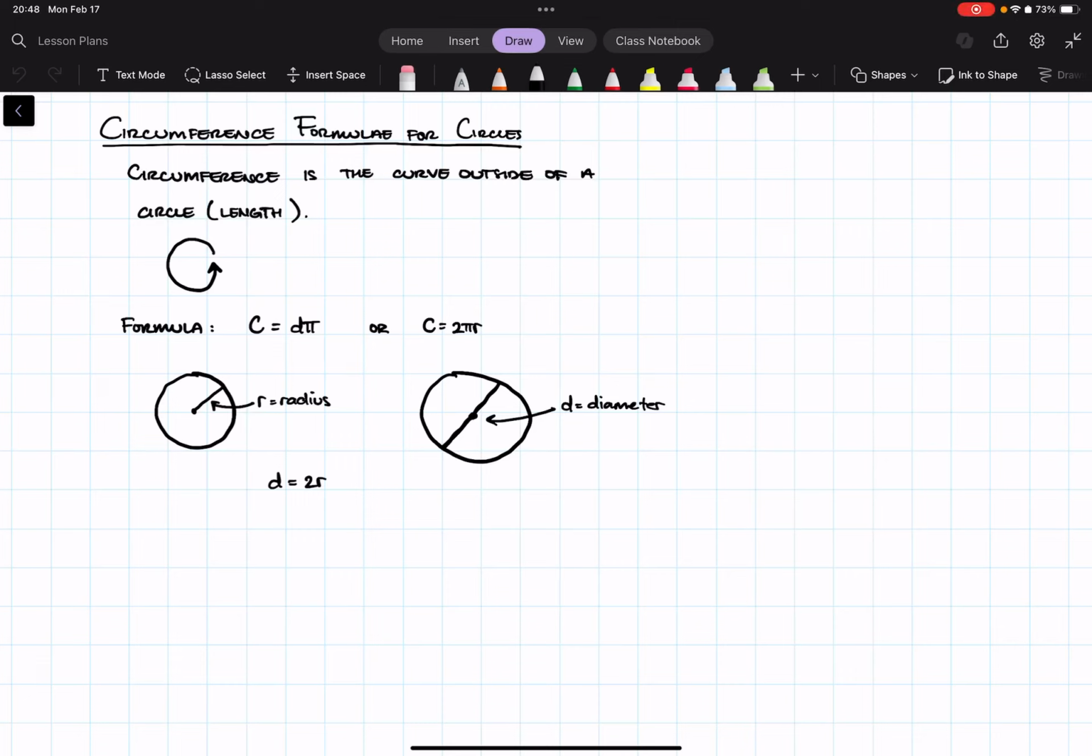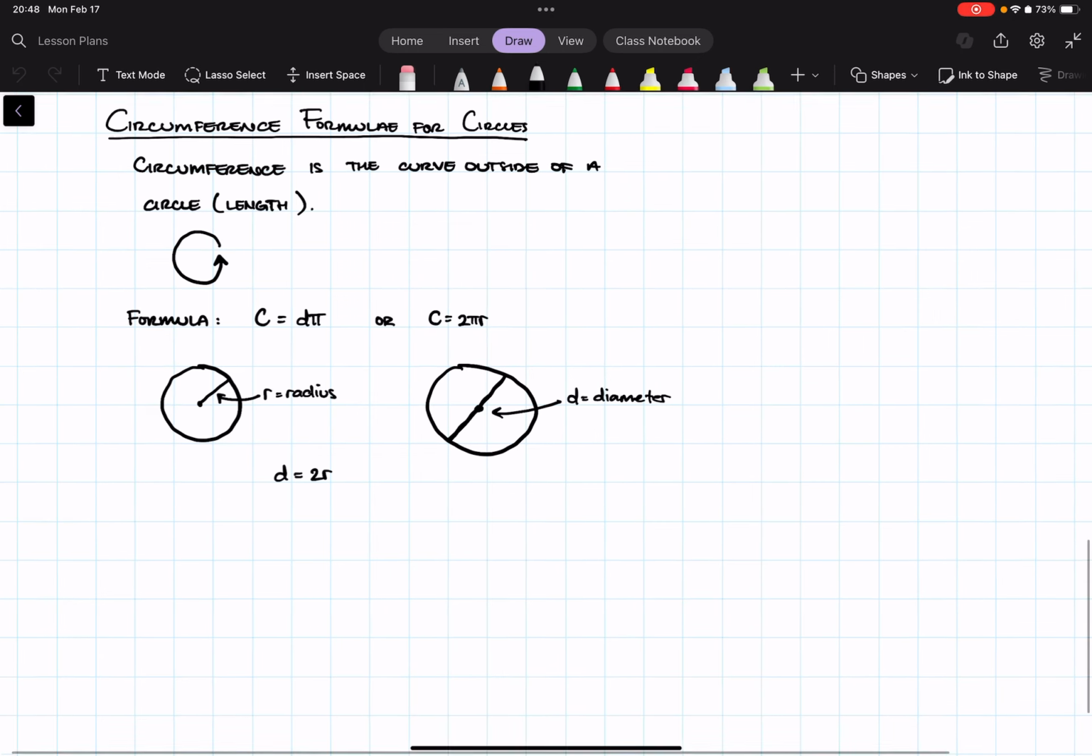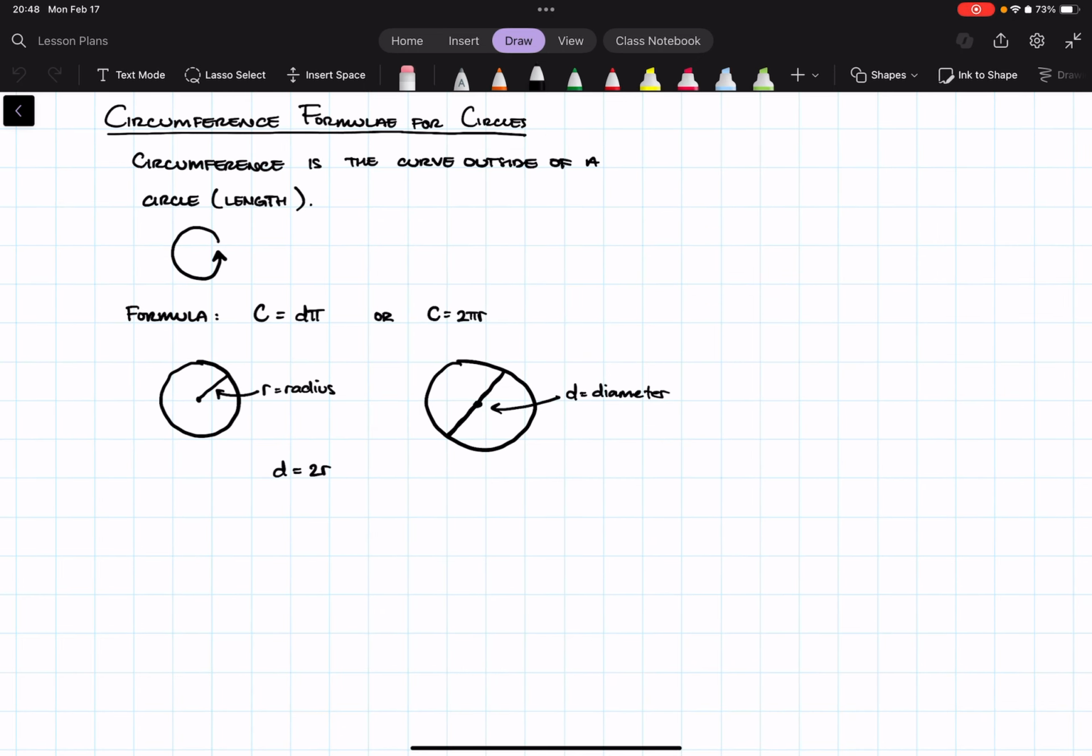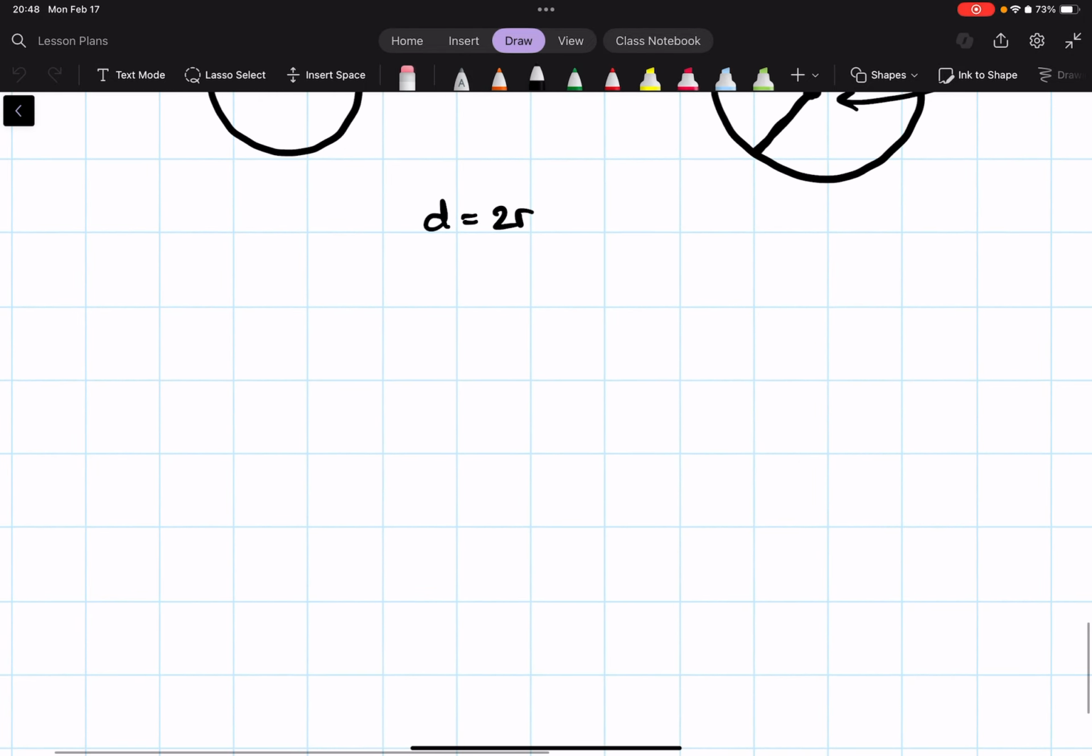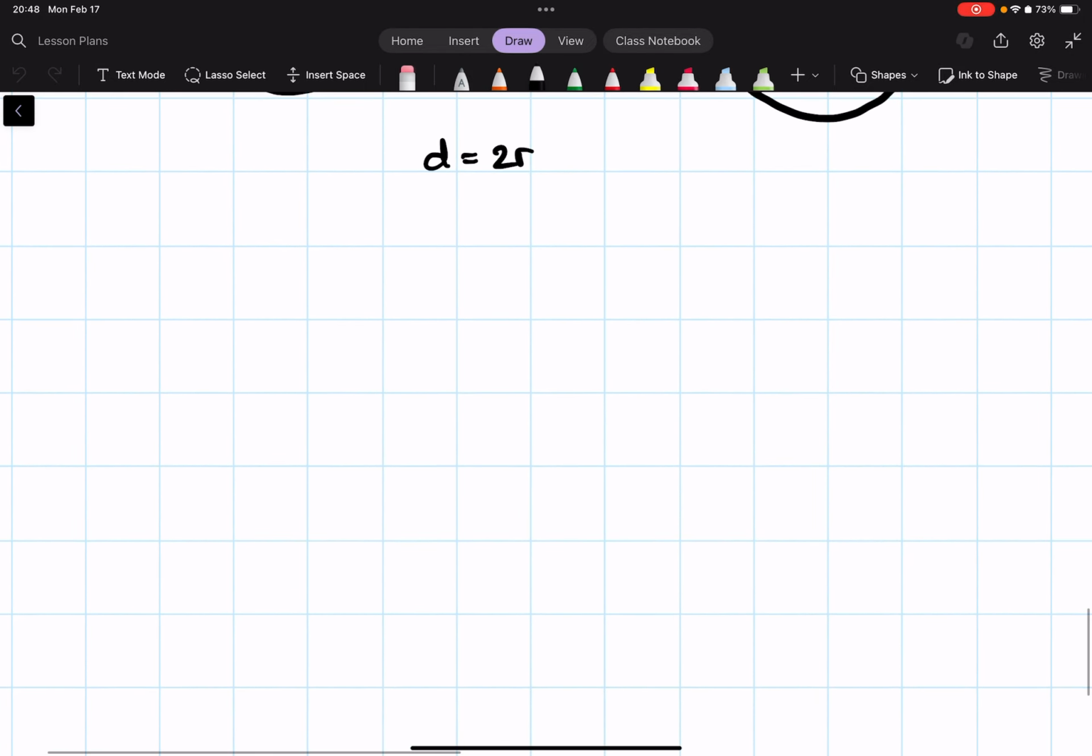So in the last video, we were able to see how the circumference is related to the diameter, or 2 times the radius. And we could see how when you multiply by pi, whatever the diameter is, you can get that circumference. So today we're going to talk about how we can see half of the circumference and a quarter of the circumference.